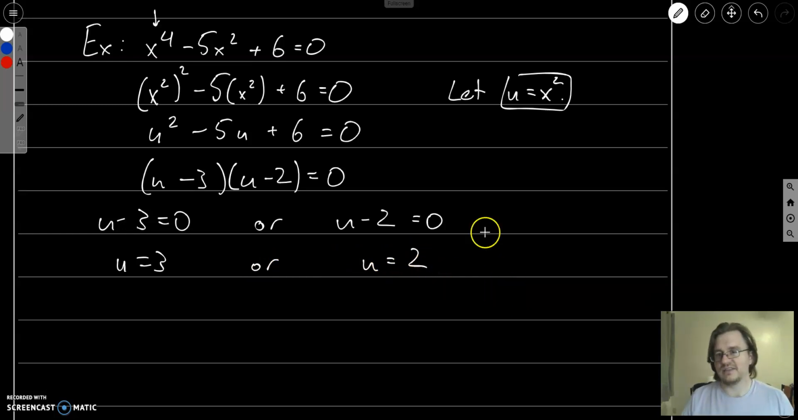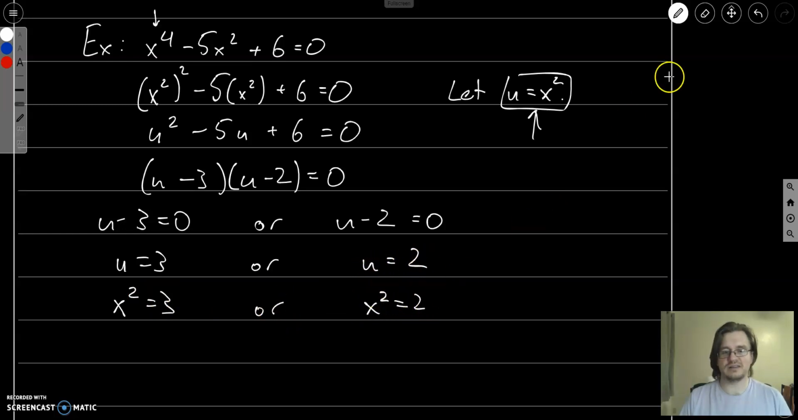We're not done yet, though. Our original equation was in terms of x. I've solved for u. I haven't solved for x. We'll use our rule. I replaced x squared with a u. Let's unreplace it. So instead of u is equal to 3, what I mean is x squared is equal to 3. And again, instead of u is equal to 2, what I mean is x squared is equal to 2.